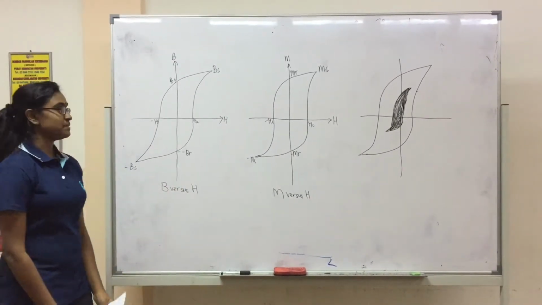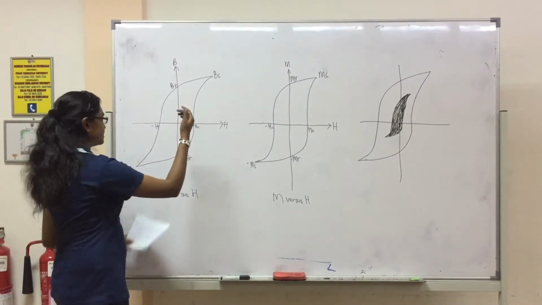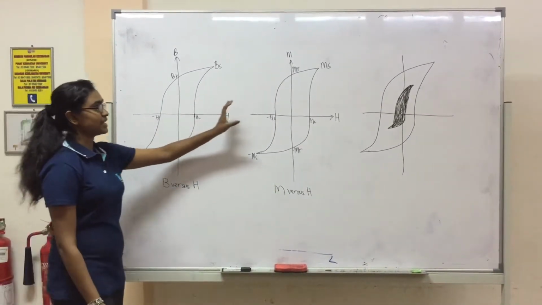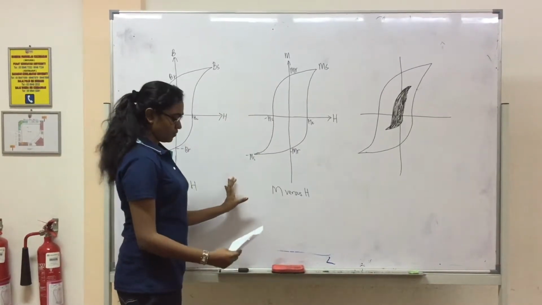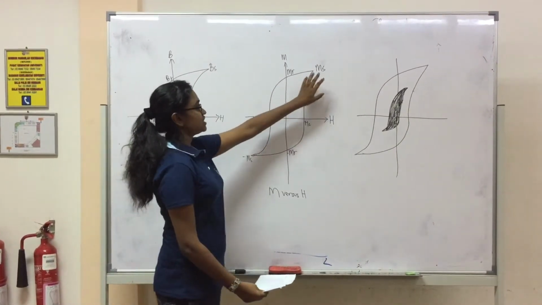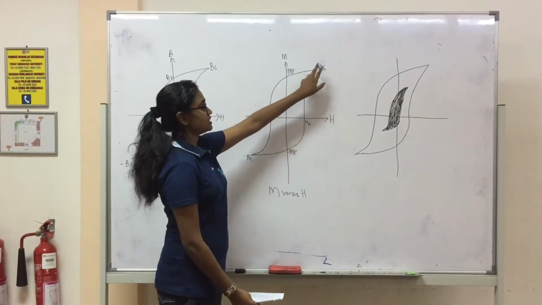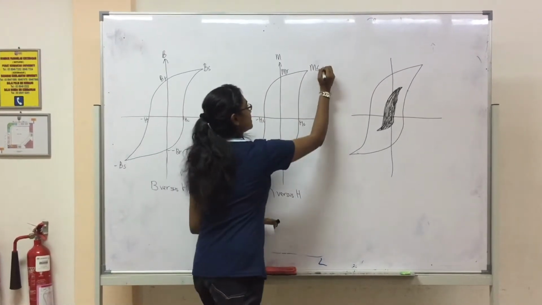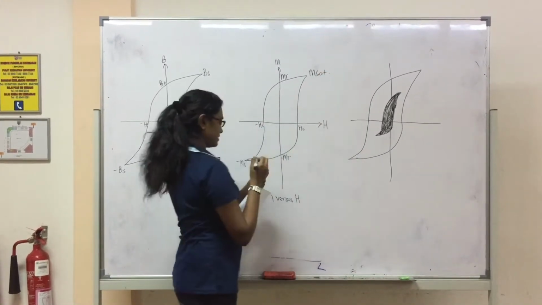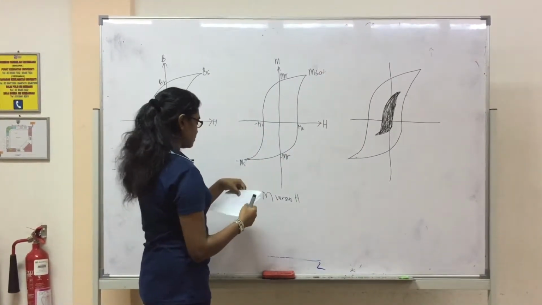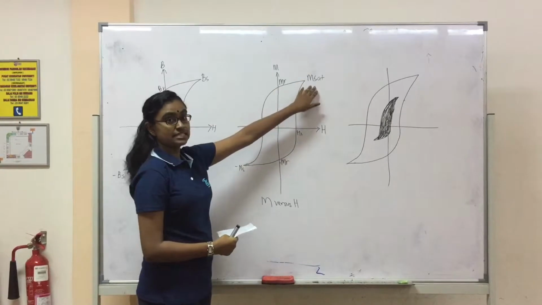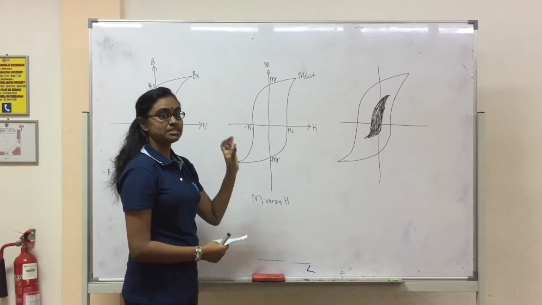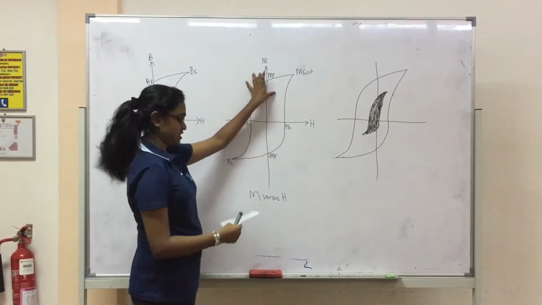Now I would like to explain the curve. The atoms align to an applied magnetic field, causing an increase in the magnetization. The magnetization will reach the saturation point, which is MS. When the applied field is removed, a remnant magnetization will be formed and it will still remain in the same position.